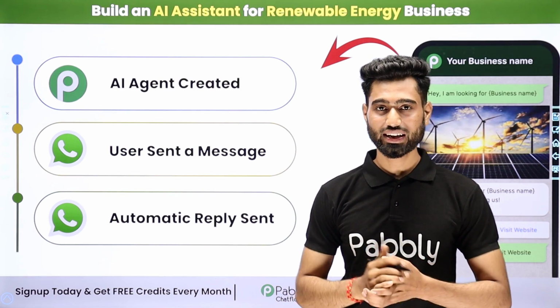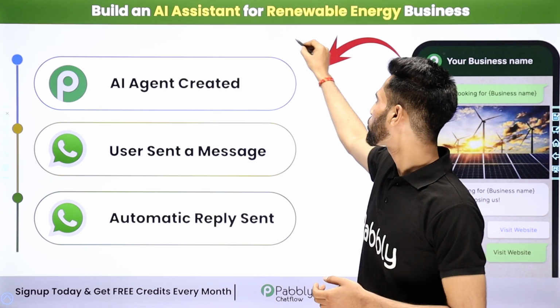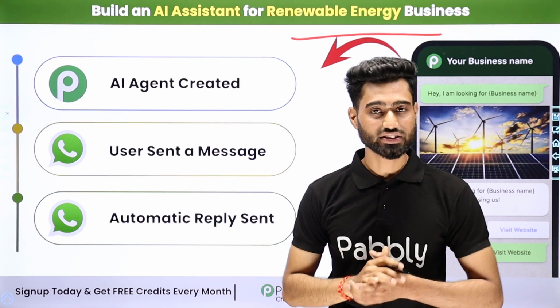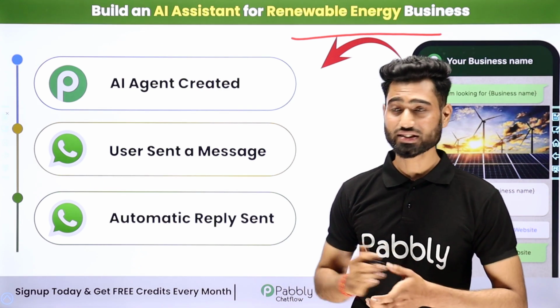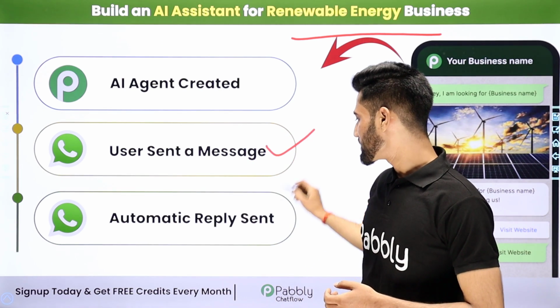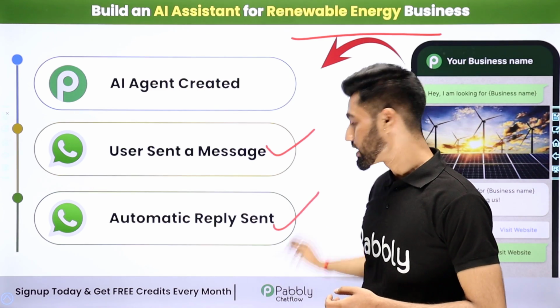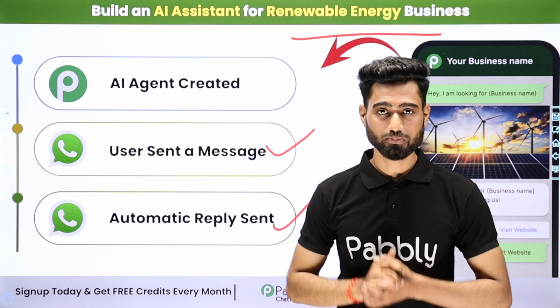In this video, we are going to learn how to build an AI assistant for a renewable energy business. Suppose, as the owner of a renewable energy business, I use a WhatsApp chatbot. When customers send a message, the AI assistant automatically answers the queries and shares details. We can automate this process with the help of Pabbly Chatflow.